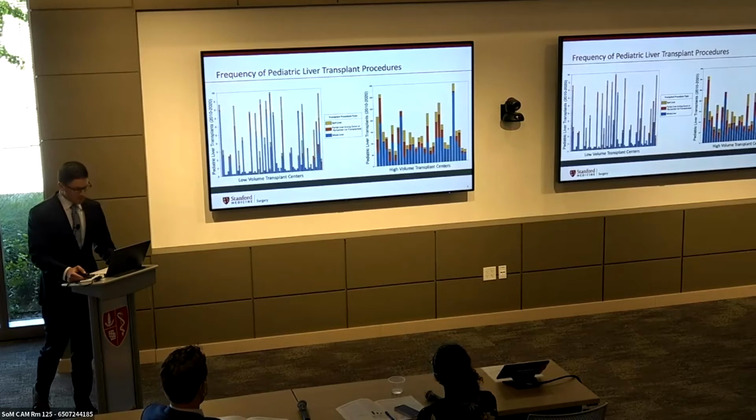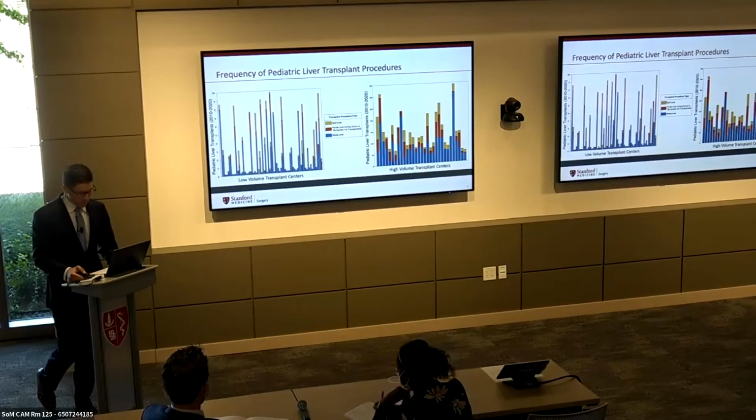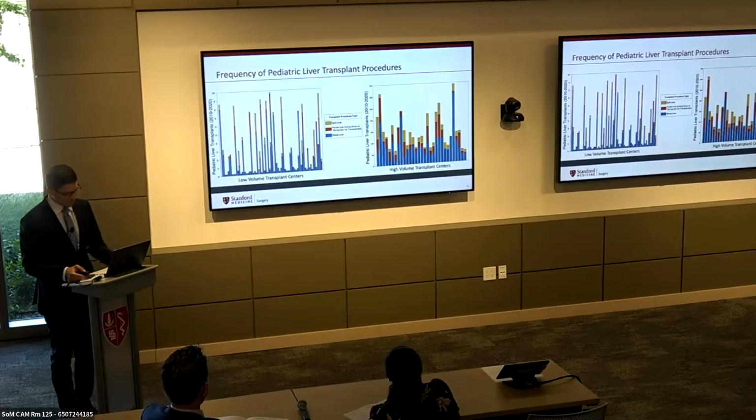These bar charts demonstrate the frequency of transplant procedures by graft type, with orange and yellow representing technical variant grafts and blue representing whole grafts. The 73 low volume centers are seen on the left, and the 31 high volume centers are seen on the right.